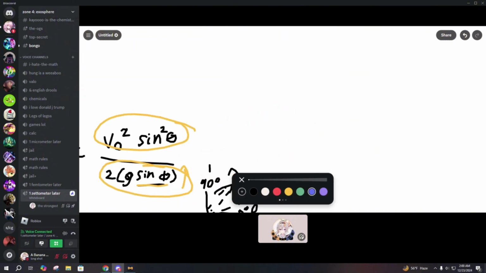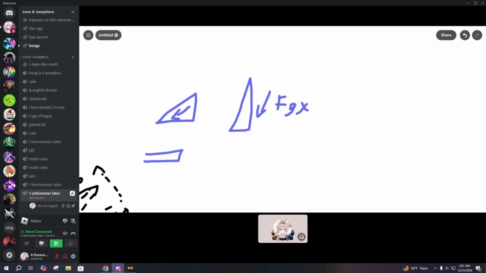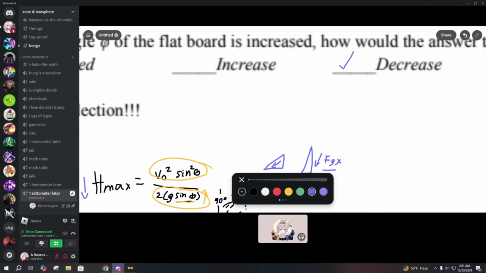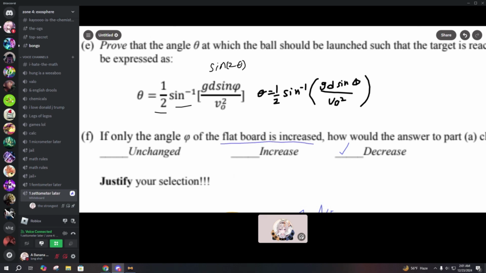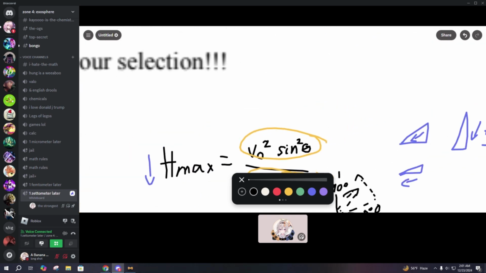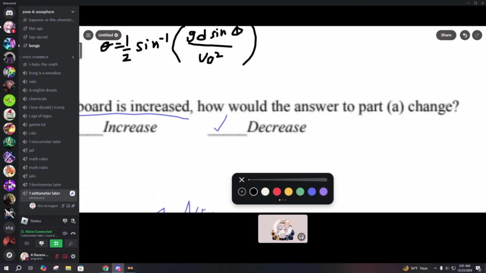And it makes sense because if my ramp is steeper, gravity's component F_gx is going to be working more intensely on it rather than moderately, or rather than lightly. Oh, that's a bad ramp. But you get the idea. It's going to be working intensely on it as I increase my phi. So as I increase the angle of the flat board, the object's going to want to go down more. And with the same speed and everything, it's going to decrease how high I can go up, because I'm going to need more velocity initially to get that same height if I increase the angle, because the ball's going to want to go down more due to the F_gx acceleration acting on it. So it would decrease.